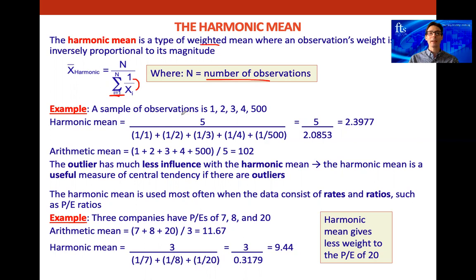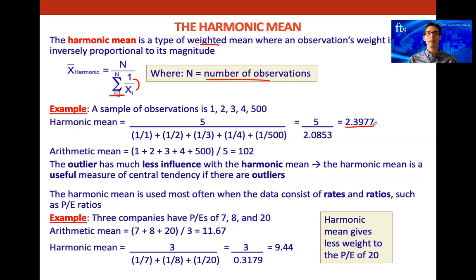So we have here these observations. There's 1, 2, 3, 4, 5 of them. So to work out the harmonic mean, we've got 5 in the numerator because that's the number of observations. Then in the denominator, we sum up the reciprocals of all of these observations. So we take 1 over 1 and we add 1 over 2, and we add 1 over 3, and add 1 over 4, and add 1 over 500. So if we work it out, we'll see that the harmonic mean comes to 2.39.